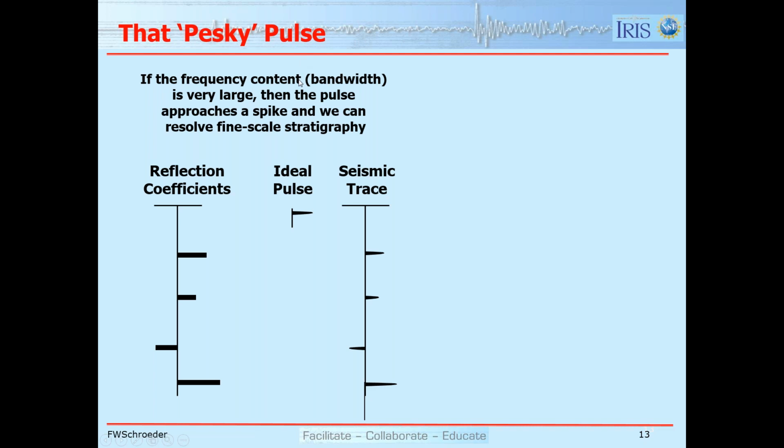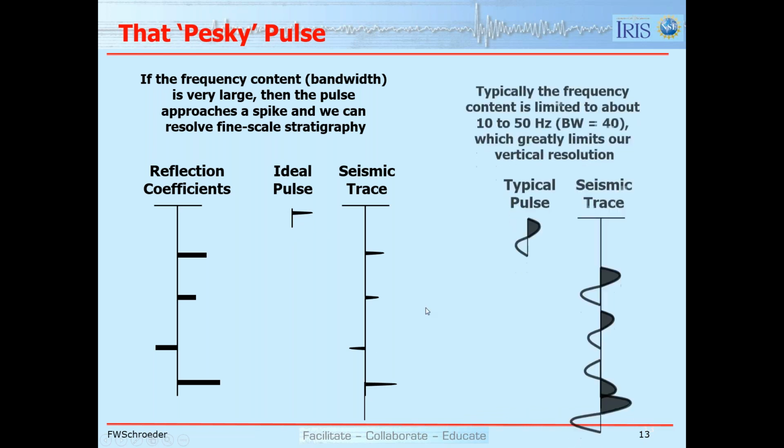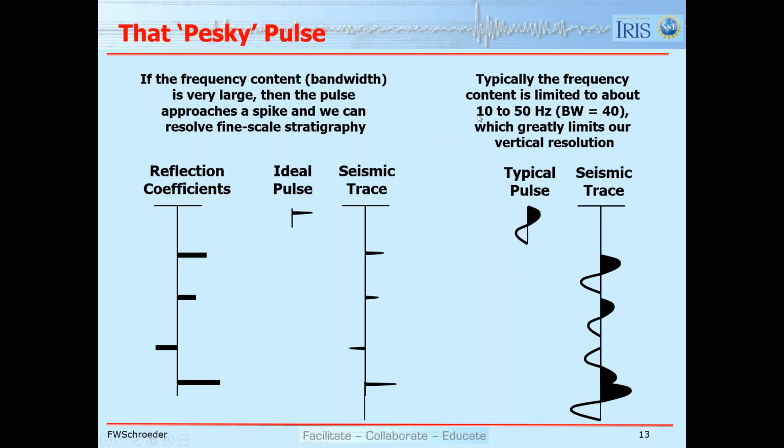So the pulse can be pesky. If the frequency content or the bandwidth is very large, then the pulse approaches that idealized spike, and we'd be able to resolve fine-scale stratigraphy. So with a very short duration, very large amplitude impulse pulse, then the reflections would mark the interfaces quite clearly. Unfortunately, with modern seismic, we typically have a bandwidth of 10 to 50 hertz, maybe sometimes 8 to 60. The bandwidth is the difference, so 50 minus 10 is 40, and that's going to limit our vertical resolution. So instead of having a very short duration pulse, we have a longer duration pulse. And as we convolve that pulse with our reflection coefficients, we get peaks followed by troughs, or troughs followed by peaks that have a finite amount of two-way travel time associated with them.